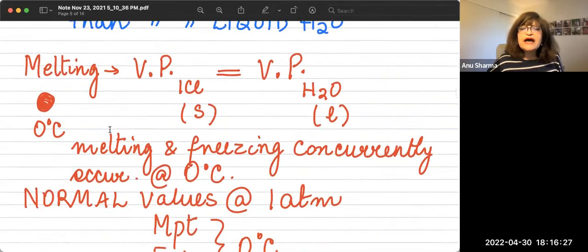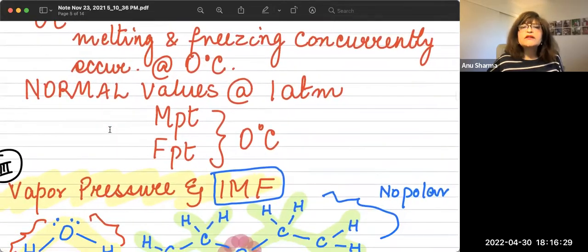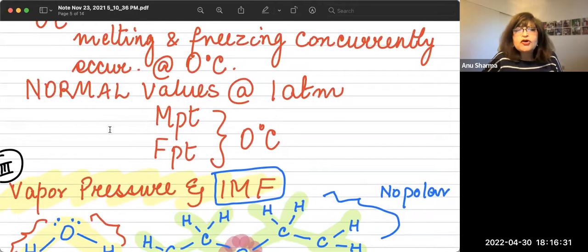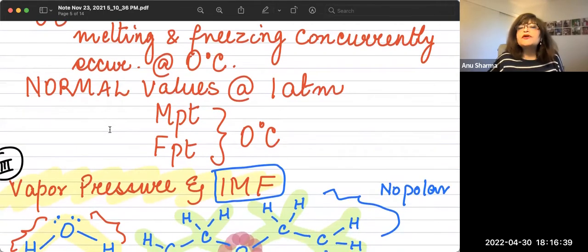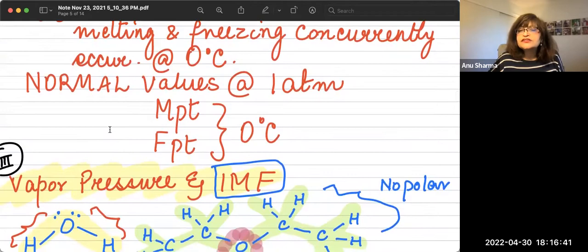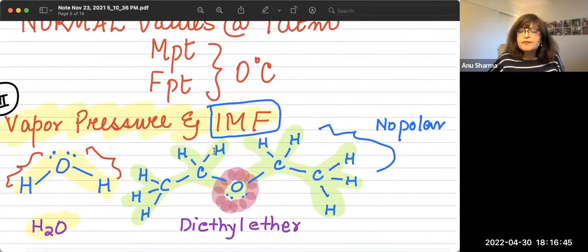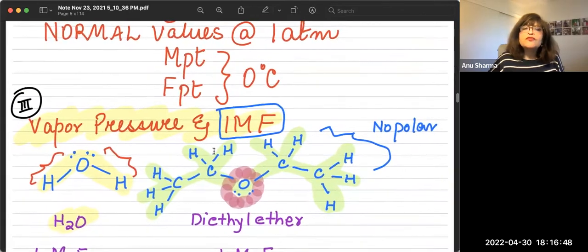Now, there's a term called normal. Normal values are at 1 atmospheric pressure. The melting point, freezing point is considered at 0 degrees Celsius. The boiling point for water is 100 degrees Celsius. And this is with respect to water. Now, let's look at the vapor pressure and the intermolecular forces.